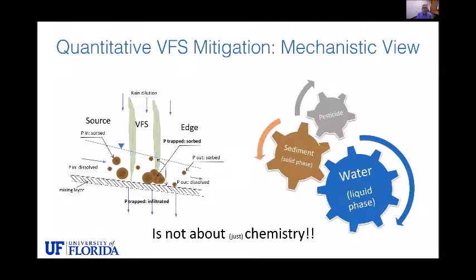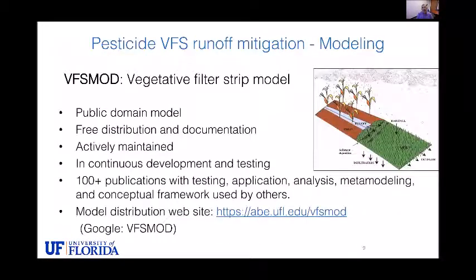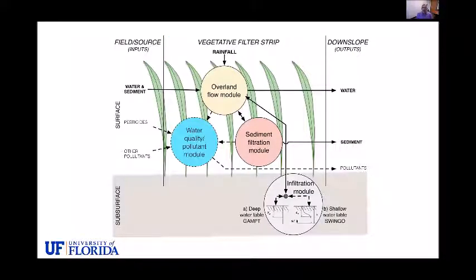So we need to consider all these processes together, dynamically coupled, to be able to quantify the efficiency of these buffers. This is what VFSMOD, again, is: a public domain model that is distributed. I put the website here, and later on I think you will have the slides available, and you can also go and look for more information here. There is a wide body of publications also on application, testing, and development of the model. The model has two main components, the overland flow and the sediment filtration module. They are always active when you run the model. And then there is a user-selected component, which is the water quality or pollutant transport, which includes pesticides.